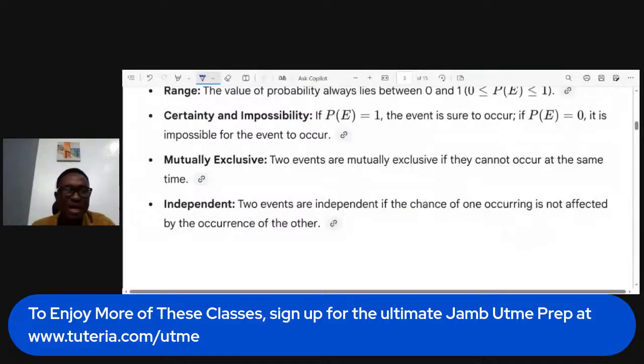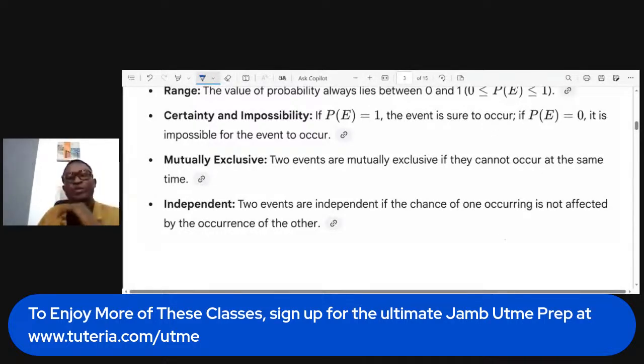So two events are mutually exclusive if they cannot occur at the same time. You can't be in church on a Sunday at 9 a.m. and be in a mosque somewhere else at 9 a.m. Those events are mutually exclusive. So when we say two events are mutually exclusive in probability, we are saying they cannot occur together.